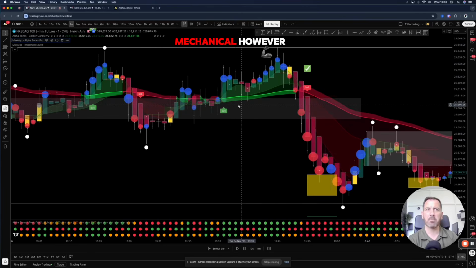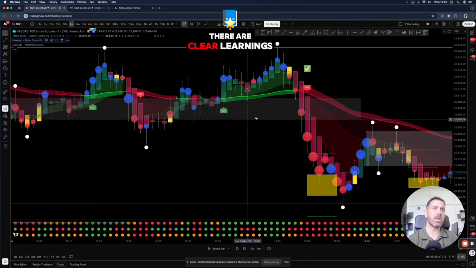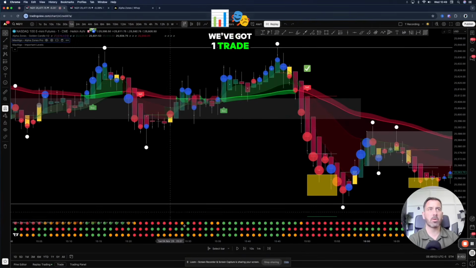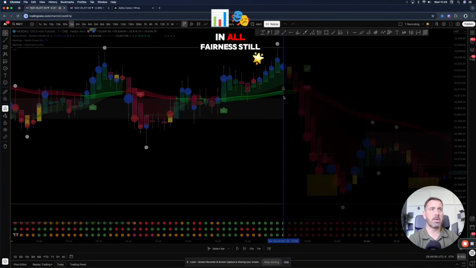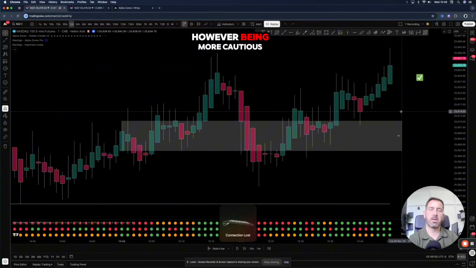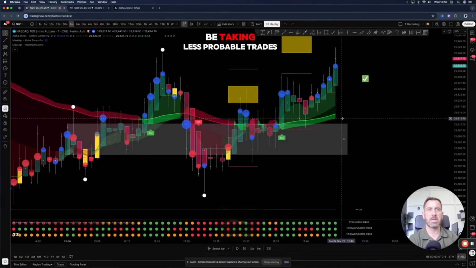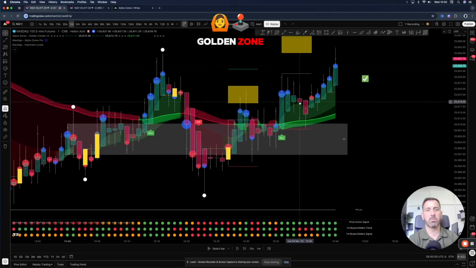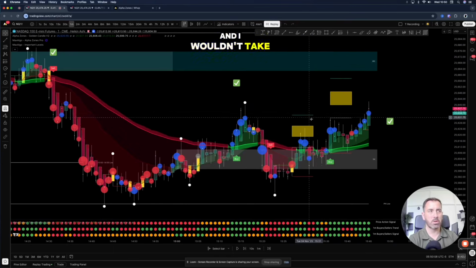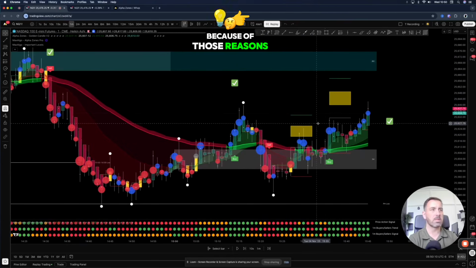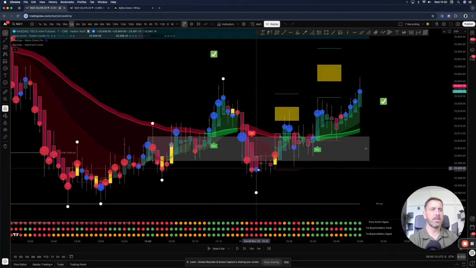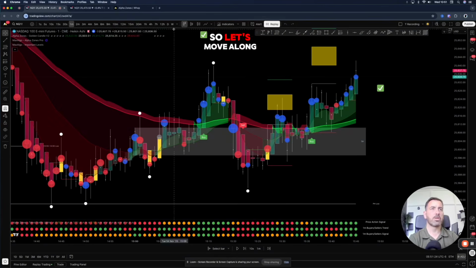So this is where I'm saying there's nothing mechanical. However, there are clear learnings here to say why you would go in and why you wouldn't go in on this particular trade. In fairness, as we see, we've got one trade there that may well, in all fairness, still play out. However, I'm being more cautious with this. I don't want to be taking less probable trades. So yes, in fairness, it still plays out, still goes into the golden zone. However, I didn't take that trade, and I wouldn't take that trade because of those reasons. So going to the next one. We're leaving that one, even though it was a winner. Next trade. So let's move along.